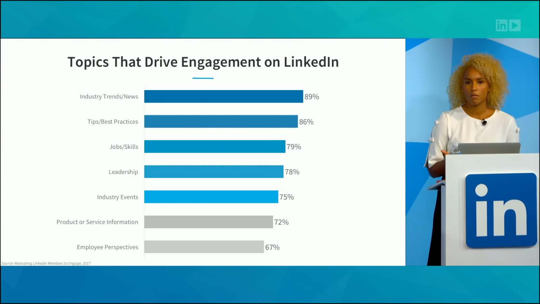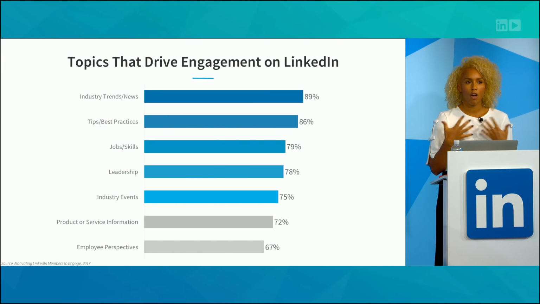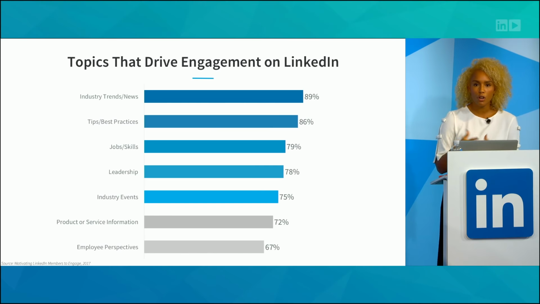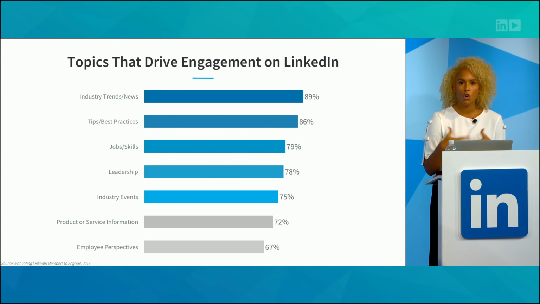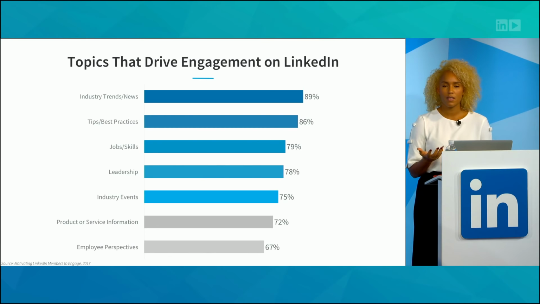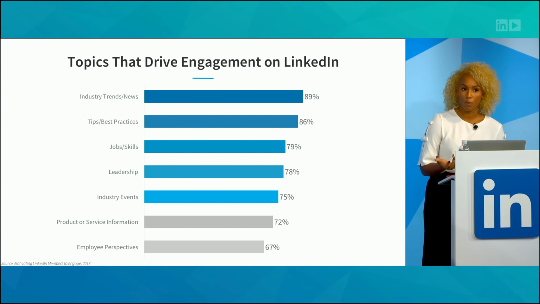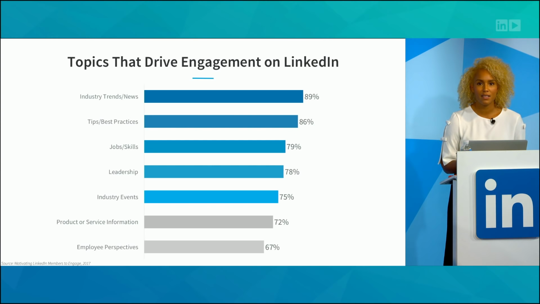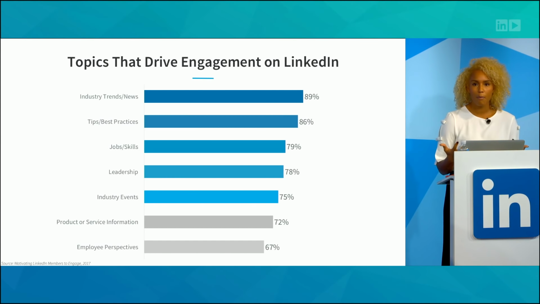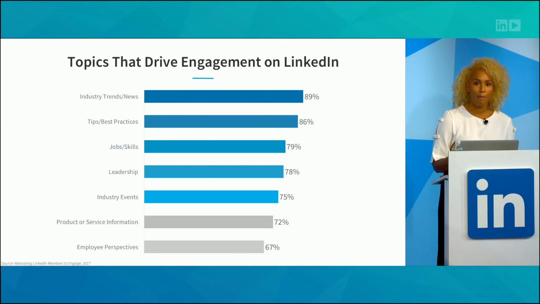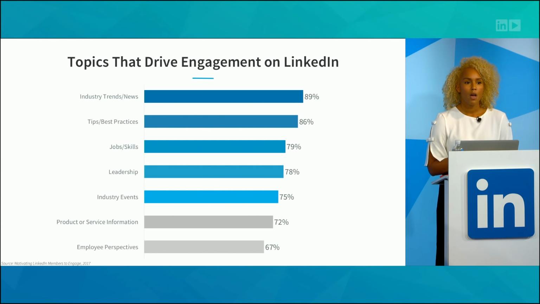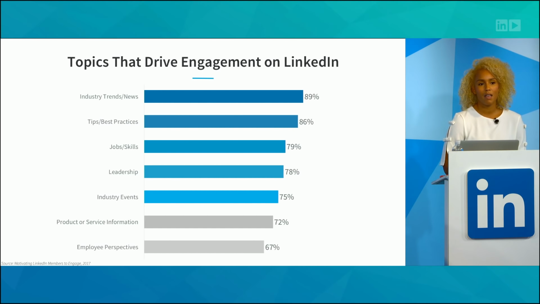So now that we know what topics are important, let's think about the topics that drive engagement on LinkedIn. So industry trends and news. So you're a vertical expert in that field. Show your expertise. Tips and best practices. How can you make our members more productive at work? Not surprisingly, jobs and skills on LinkedIn. How can you make them better workers? Leadership. How can you make them better leaders? Industry events, what's happening around you? Are there events that have already happened that you can share highlights, etc.? Product or services, so how do you differentiate yourselves amongst the competition? And lastly, employee perspectives.